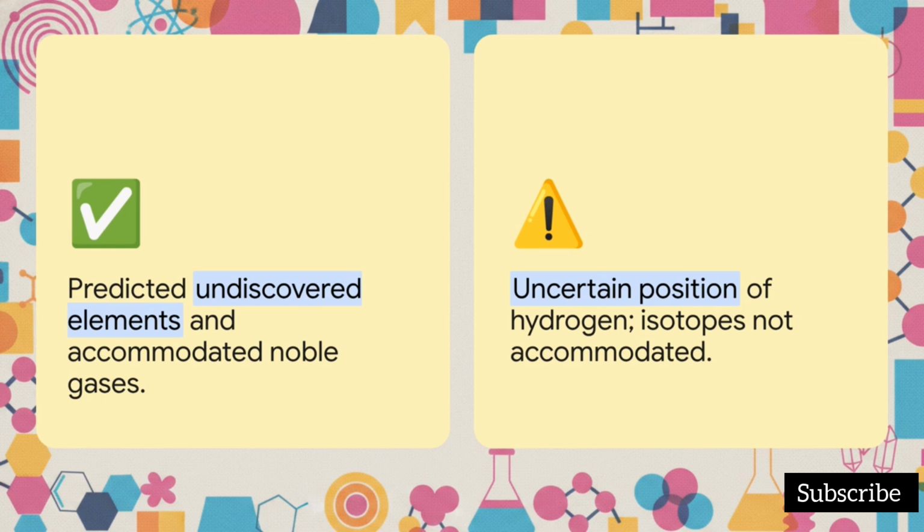But because he relied so heavily on atomic mass, he ran into some unfixable glitches. He couldn't figure out where to put hydrogen, he couldn't deal with isotopes, and he even had a few spots where a heavier element had to go before a lighter one just to make the chemistry work.